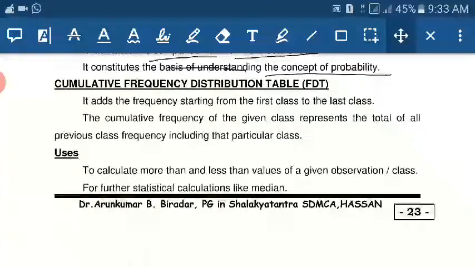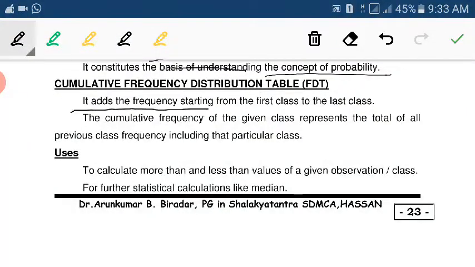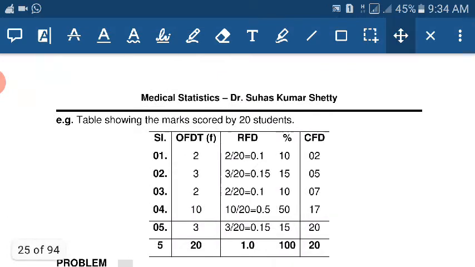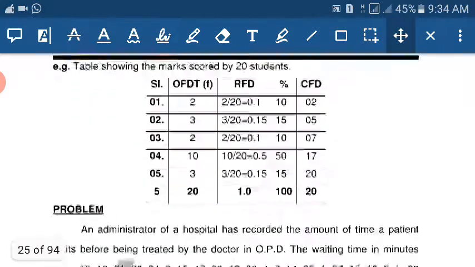Cumulative frequency distribution table: it adds the frequencies starting from the first class to the last class. The cumulative frequency of a given class represents the total of all previous class frequencies including that particular class. It is used to calculate more-than or less-than values of a given observation or class for further statistical calculations, like the median. Table showing the marks of 20 students.